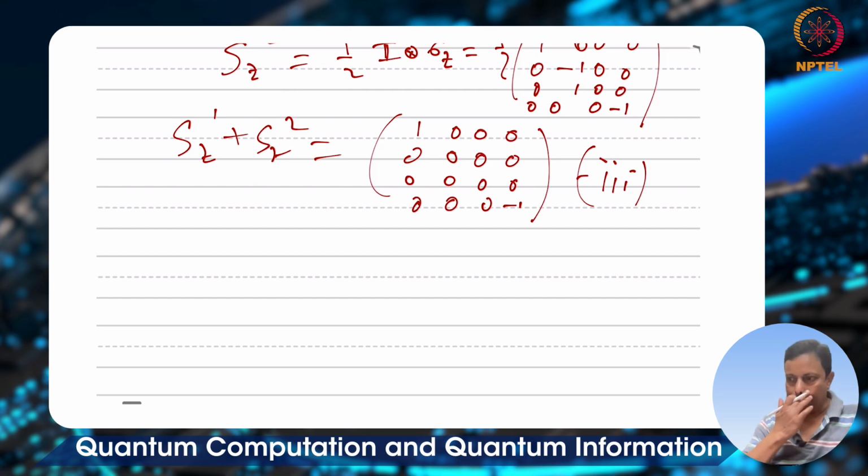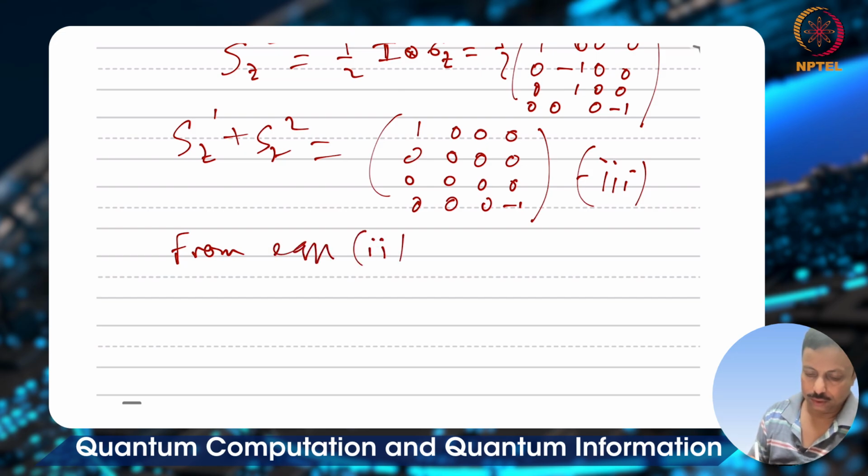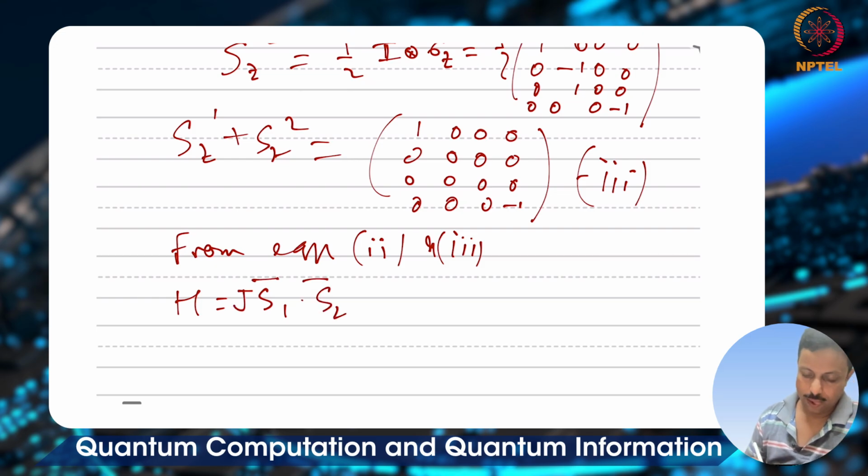If we combine the matrix from equation 2 and 3, okay, so the Hamiltonian, which is J S1 dot S2 plus B (S1Z plus S2Z).